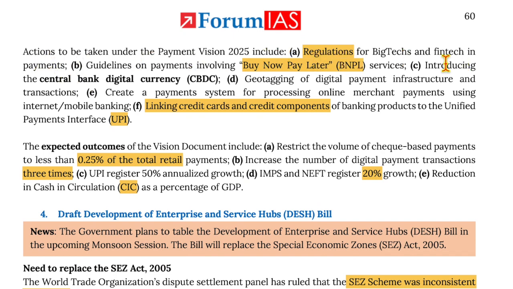regulations for big tech and fintech in payments, guidelines on payments involving buy now, pay later services, introducing the central bank digital currency, that is CBDC, geo-tagging of digital payment infrastructure and transactions, creating a payment system for processing online merchant payments using internet or mobile banking, linking credit cards and credit components of banking products to UPI.